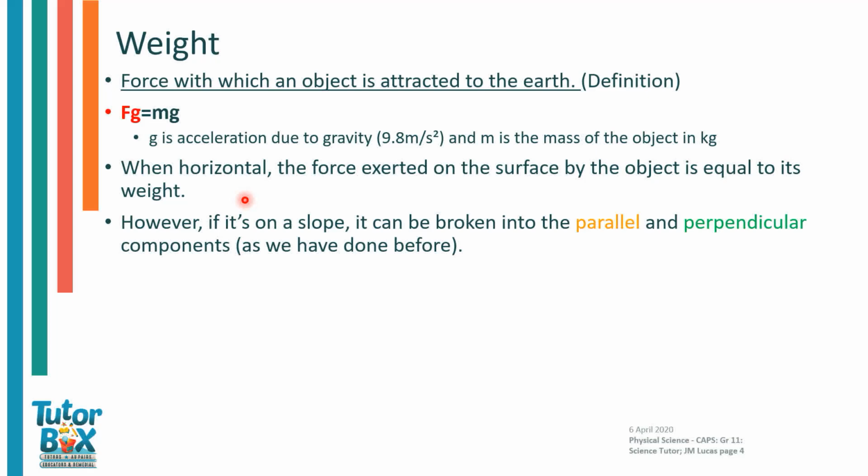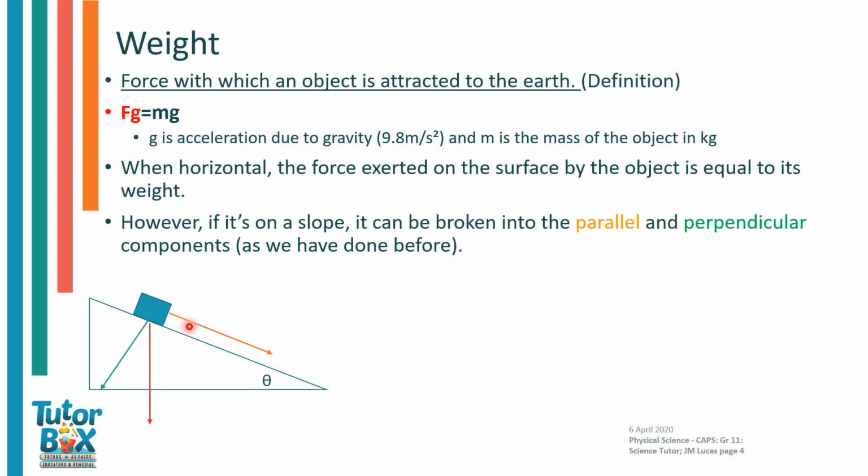So our weight is normally just straight down. In this diagram, it is the red arrow straight down. Your weight will always be straight down. And so that is the force exerted on the surface by the object. Remember that. However, there are other forces happening here.